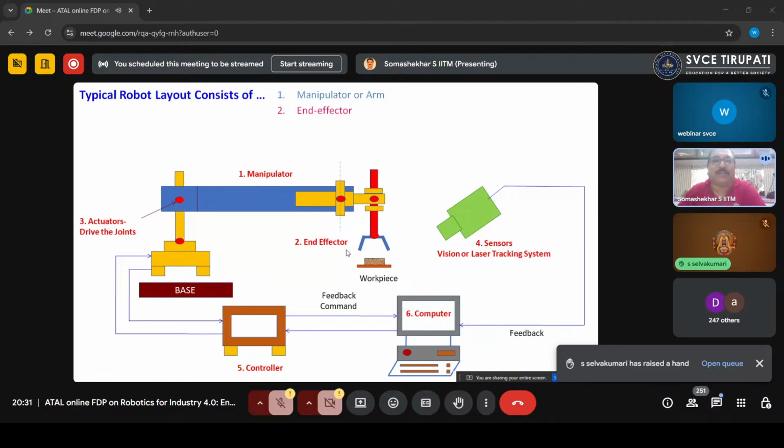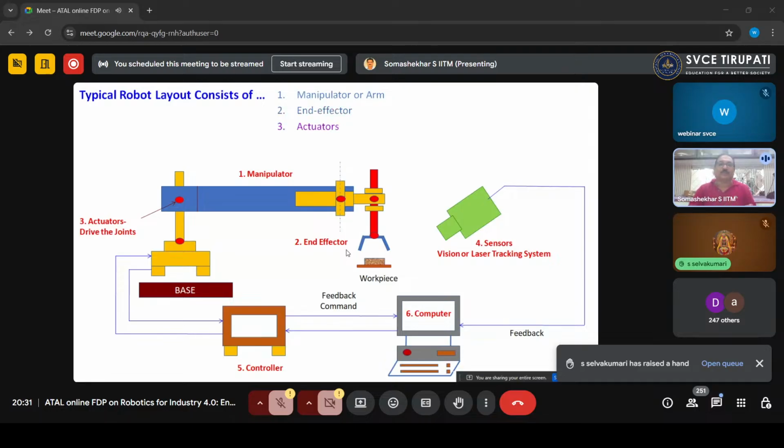Please remember, the end effector is the second part. What is the manipulator? Manipulator is the body with the arm. Please remember, body with your arm. To the end of the arm, you have to attach your end effectors. Okay, now you will see actuators.